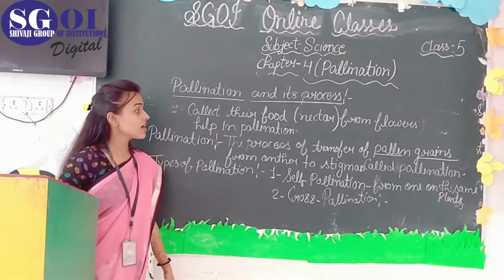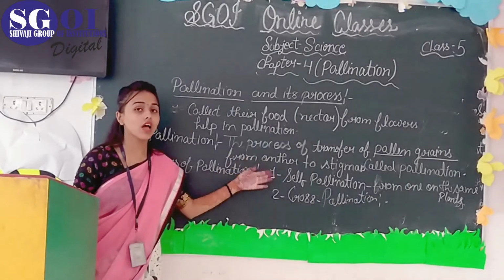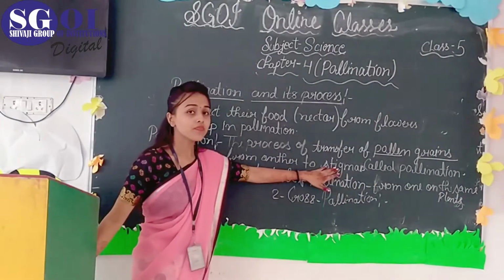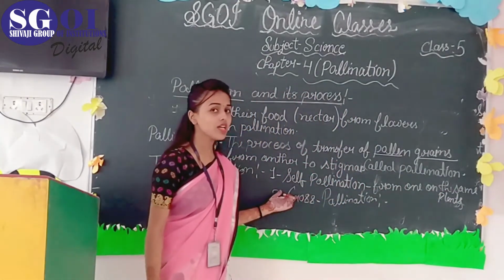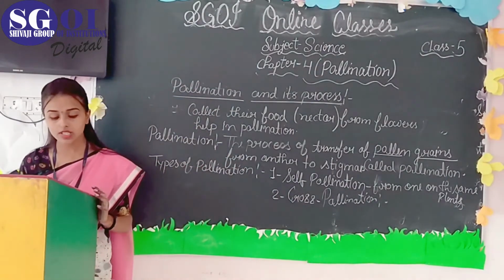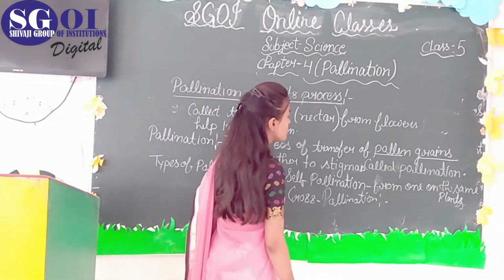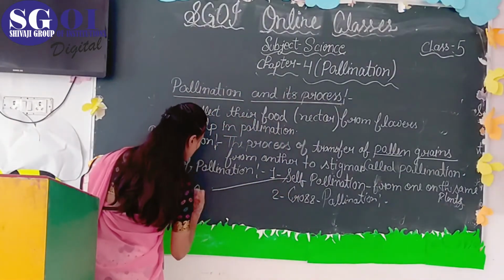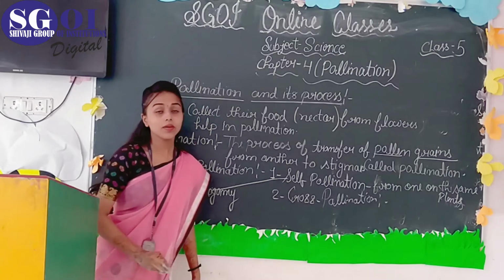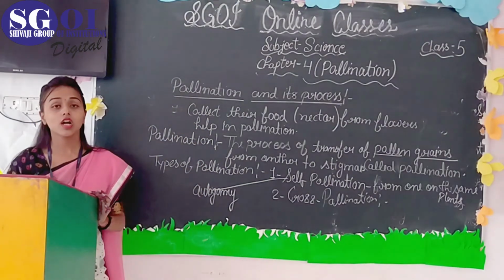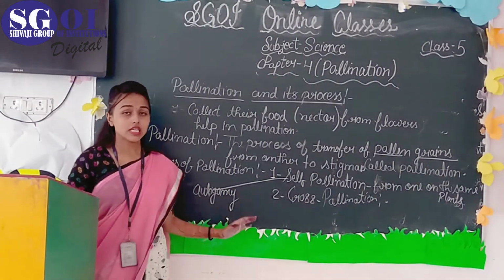Transfer of pollen grains from anther to stigma on the same plant is called self-pollination. Self-pollination is also called autogamy. And this is an economical process as agents of pollination are not involved.